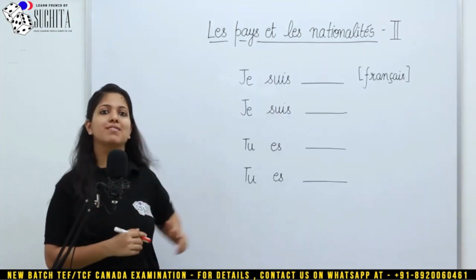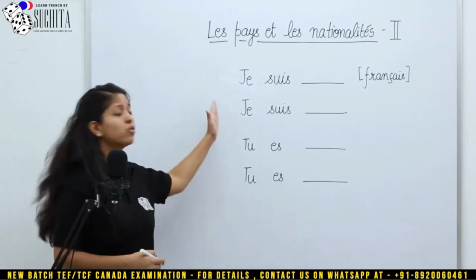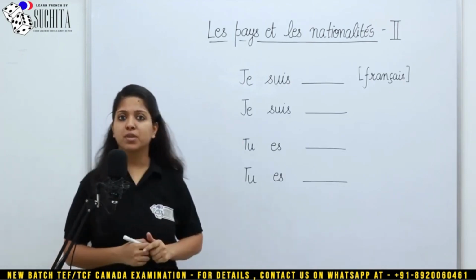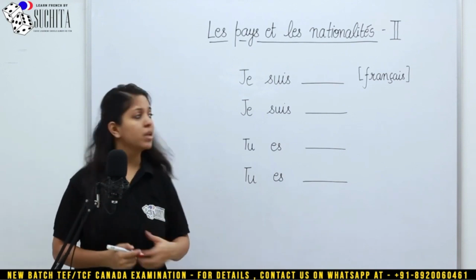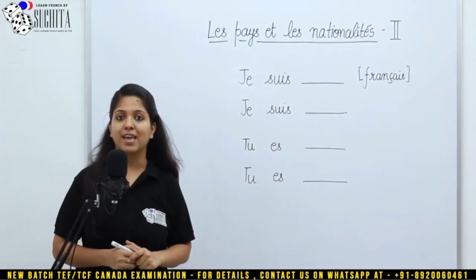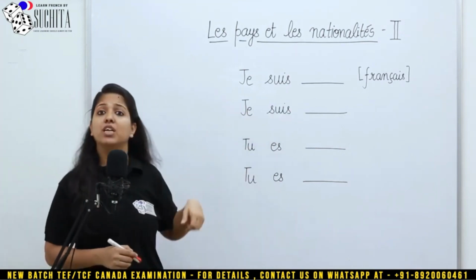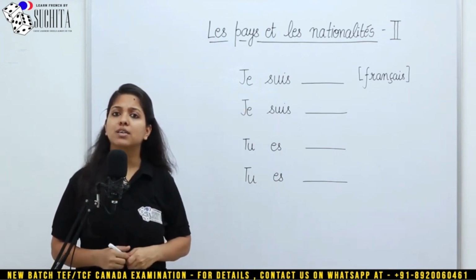Now, I have written a few more examples in front of you in order to explain the concept in a better way. Let's look at them. Je suis, which means I am. Now we have to fill all of them with the nationality, which is français. Français, French. Okay. Now, I am French. Who is French here? It is I.